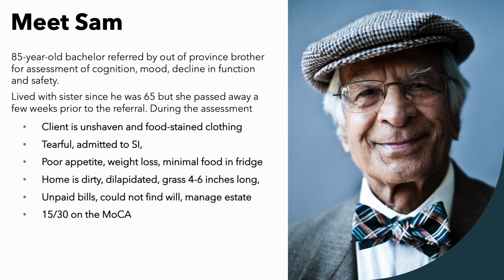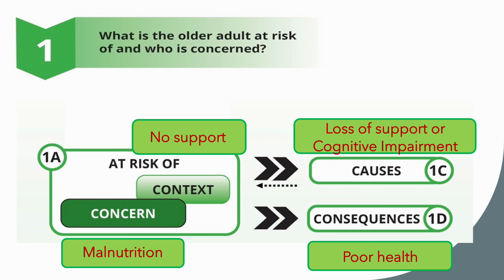The house was dirty and dilapidated, and his brother saw that there were many unpaid bills, and stated that Sam could not find the will, and his brother was worried about whether he could manage the estate. Sam scored 15 out of 30 on the Montreal Cognitive Assessment. What does step 1 of breaking down the risk for Sam look like? What is he at risk of?